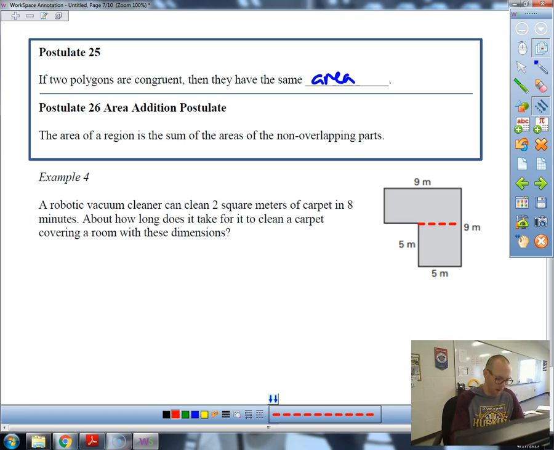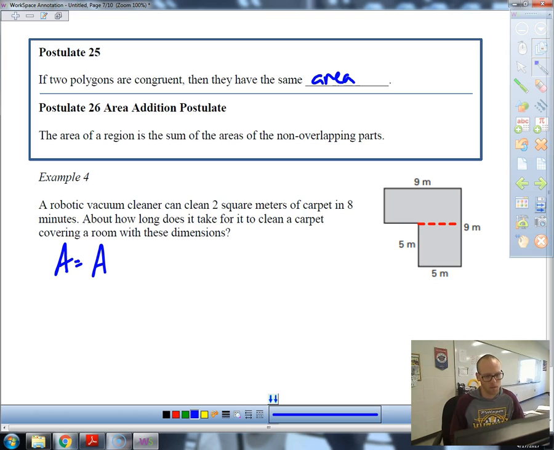Now I can find the area of each of these two shapes. Down here we have a square. Up here we have a rectangle. My area is going to be, I like to use little subscripts here, the area of the square plus the area of the rectangle. What are the dimensions of the square? 5 by 5, so that's 5 squared. Area of the rectangle: base 9, height.